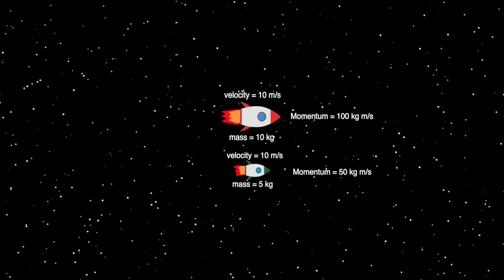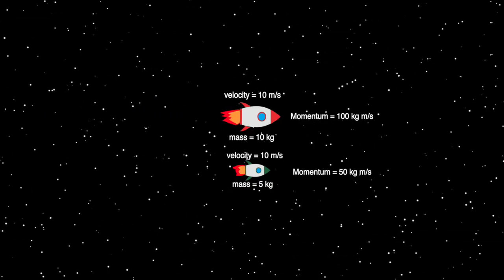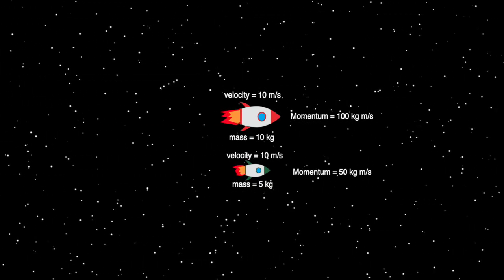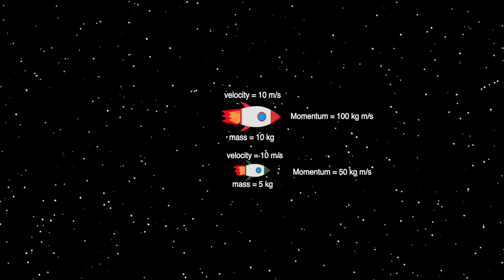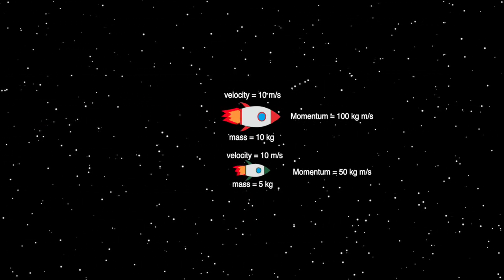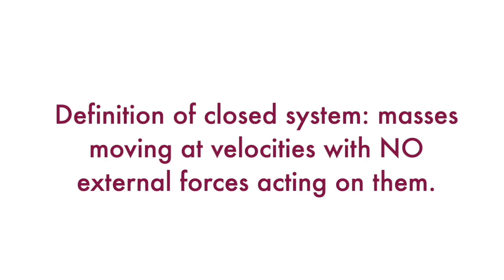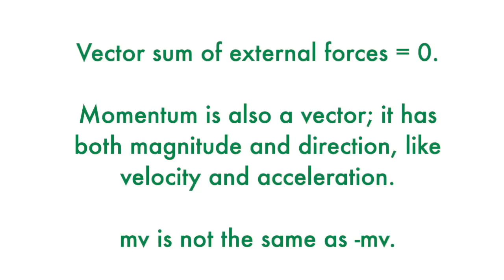Take these rockets. The red one has mass 10 kilograms, while the green one has mass 5 kilograms. So even though they're traveling at the same speed, they have different momentums. The same logic applies to objects with the same masses but different velocities. In this video, we're going to look at closed systems. A closed system is a system that has masses moving at velocities with no external forces acting on them. Another way to think about it is that the vector sum of external forces equals 0.